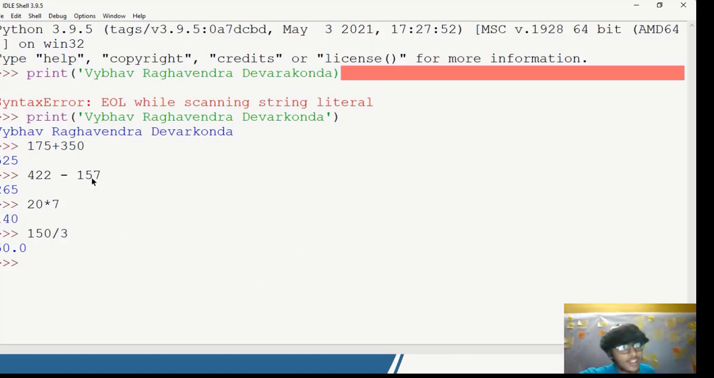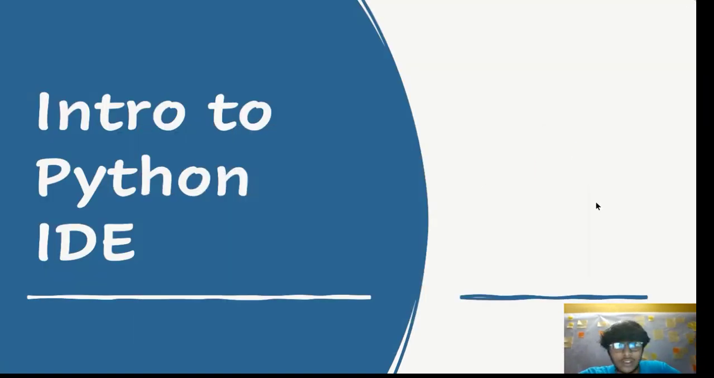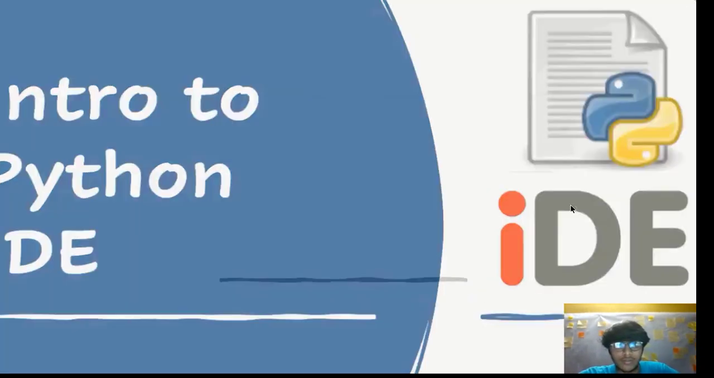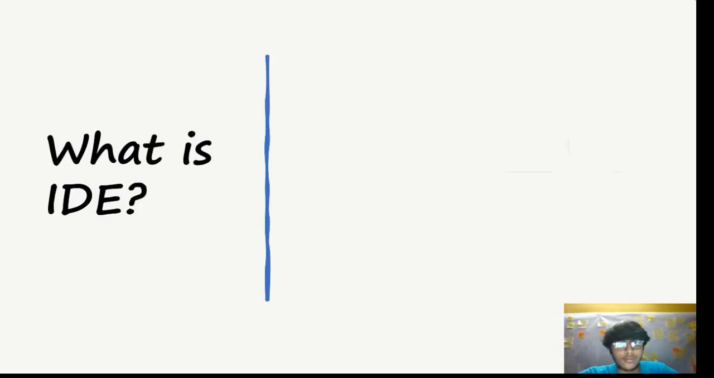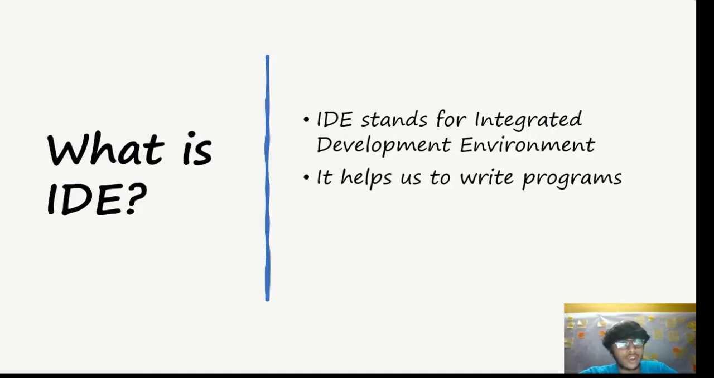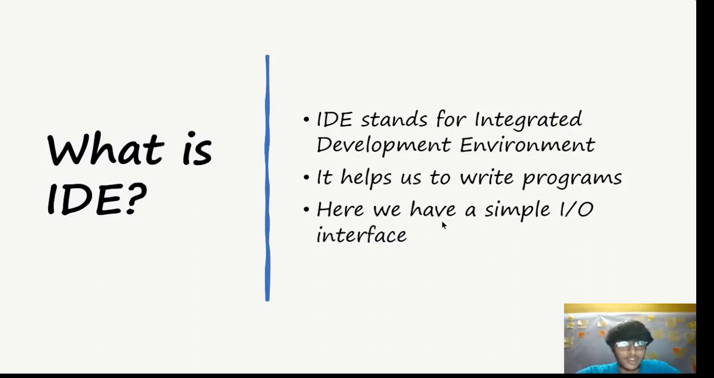I'll just end the class right now, and let's just check what we learned today. First, we learned how to use an IDE. An IDE is an integrated development environment, and it helps us to write programs. We just saw how it helped to write programs, and we have a simple input and output interface. We gave some input, it's giving some output, right? That is the input output interface.